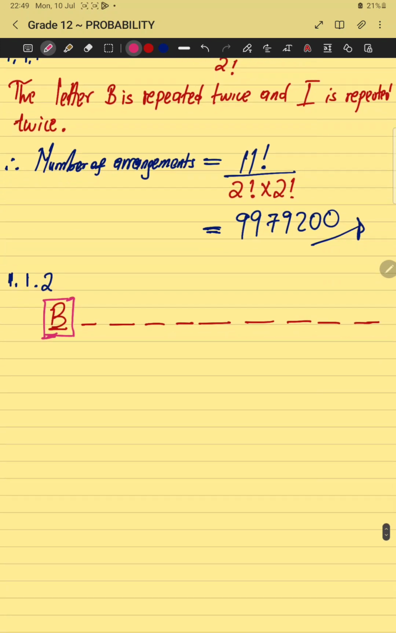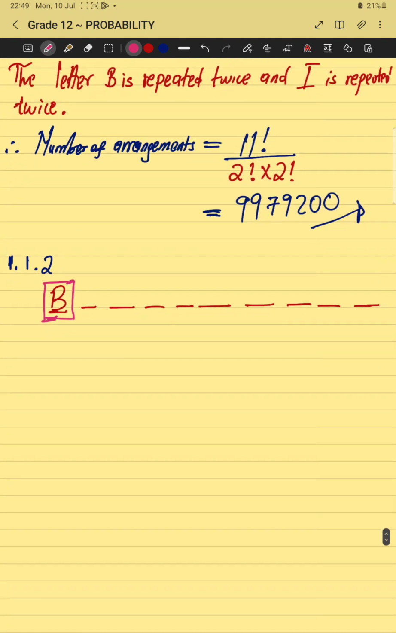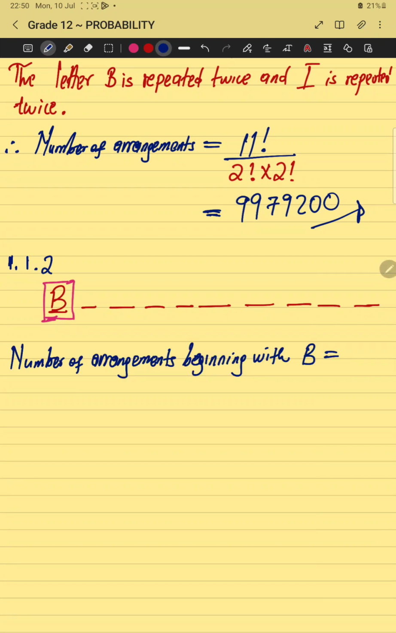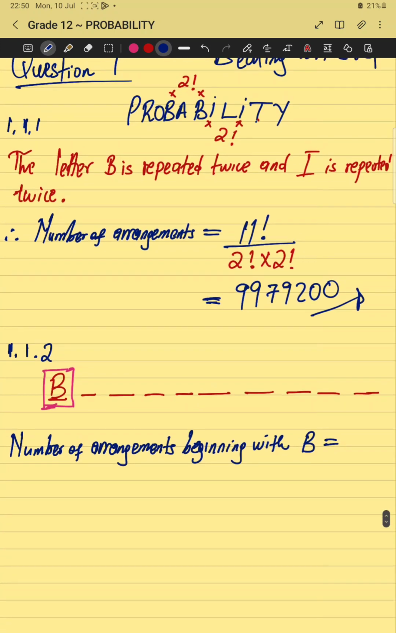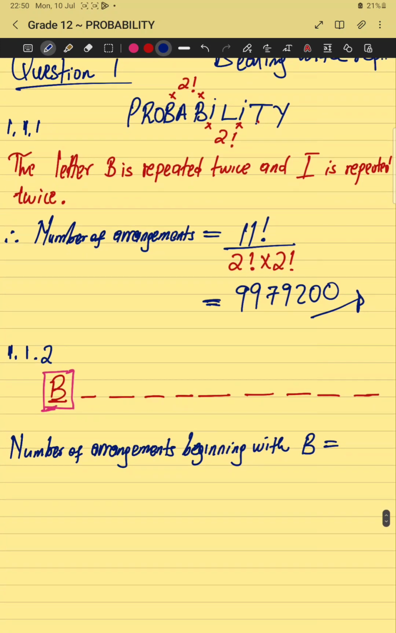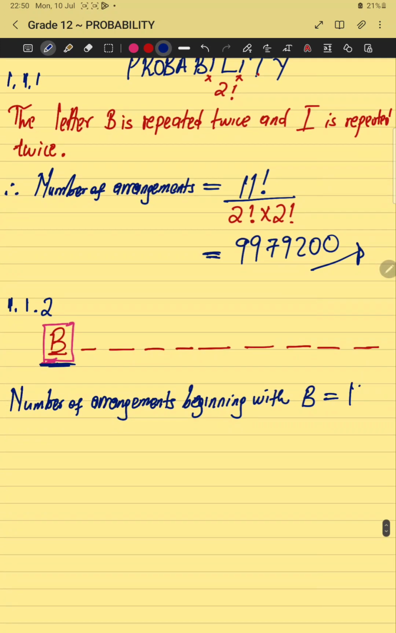Okay, so then I'm going to say the number of arrangements beginning with B is equal to, if B is already used, that means you are not going to count this B as one of those letters. You must eliminate that B. So how many letters are left? We're left with 10 letters, so it's going to be 10 factorial divided by.